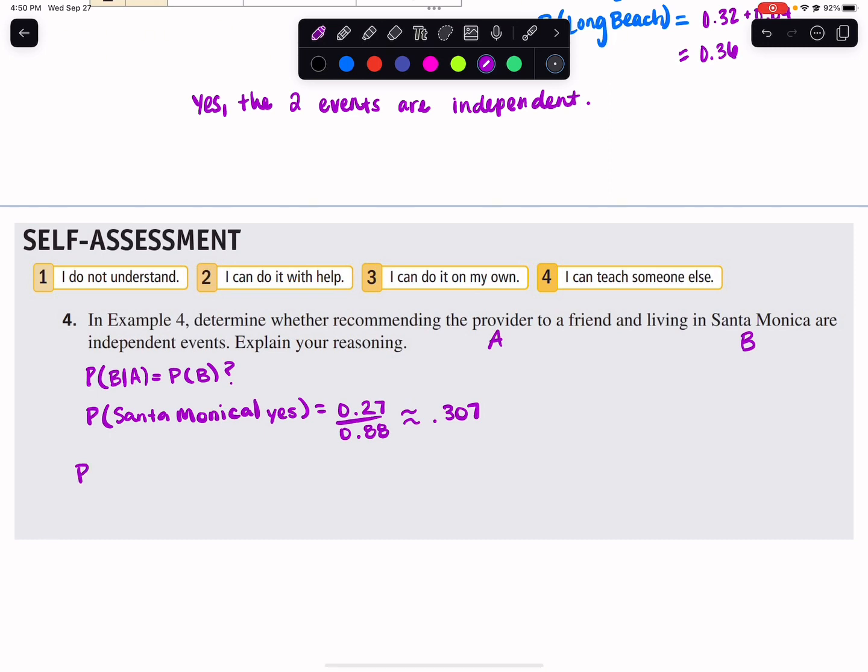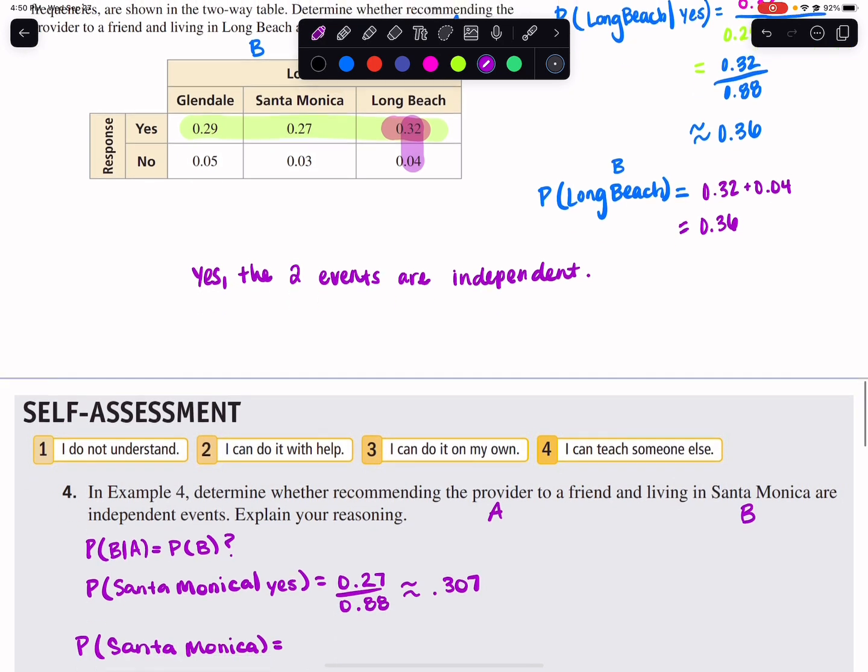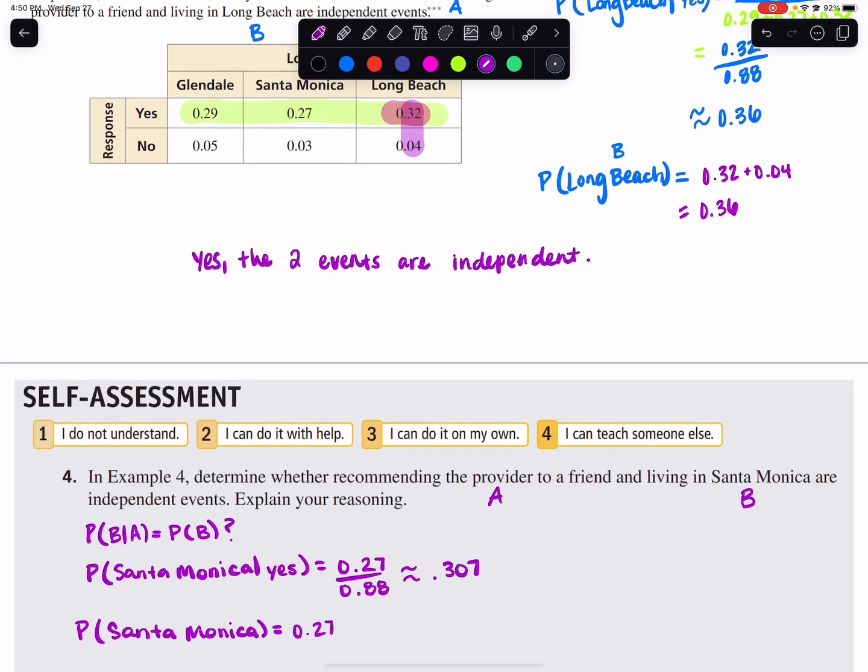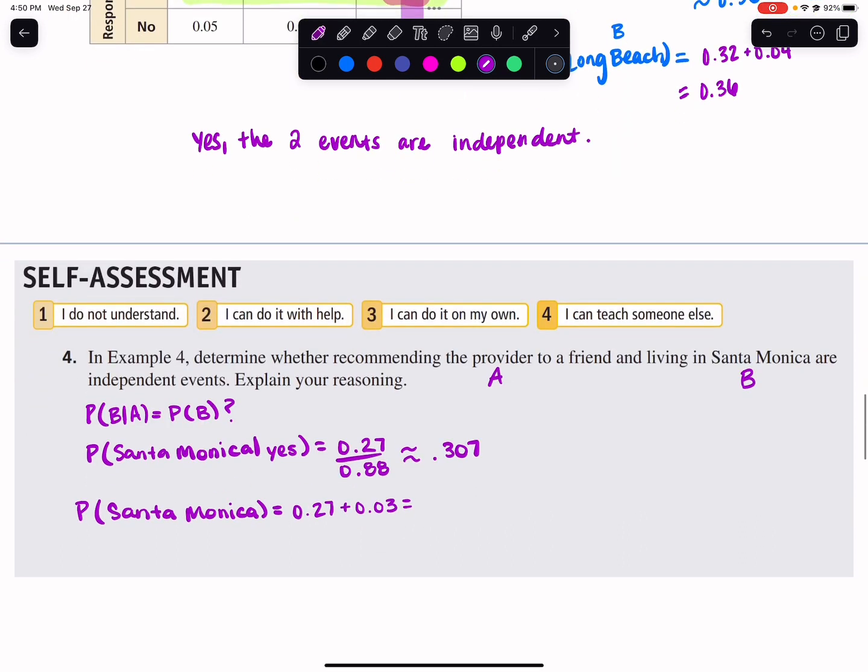Okay, and then we're going to find the probability of B, so just Santa Monica. So we're adding everything in Santa Monica. That's going to be 0.27 plus 0.03. And that's going to be 0.30, which, yes, those are close enough to say that these are independent.